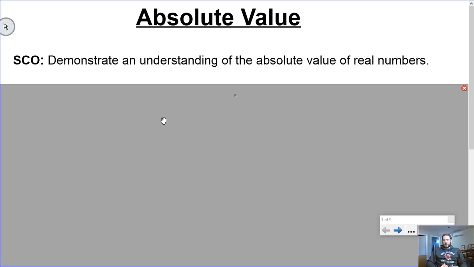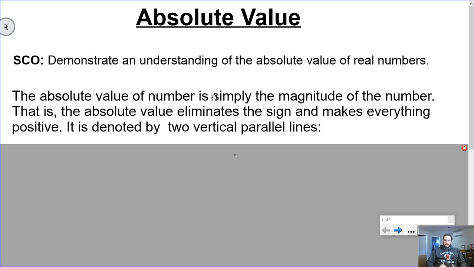So the next unit that we're going to talk about is something called absolute values. The curricular document states it like this: demonstrate an understanding of the absolute value of real numbers. So what is an absolute value? Well, let's take a look at the definition. The absolute value of a number is simply the magnitude of the number.